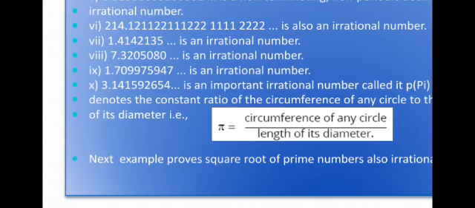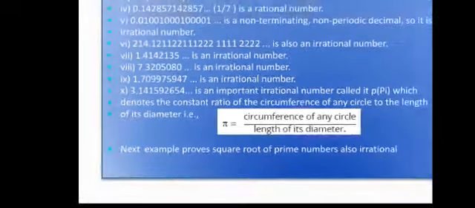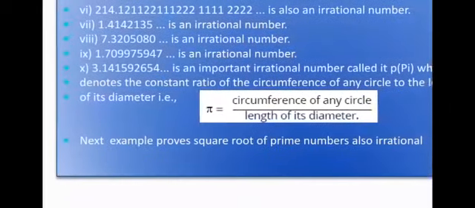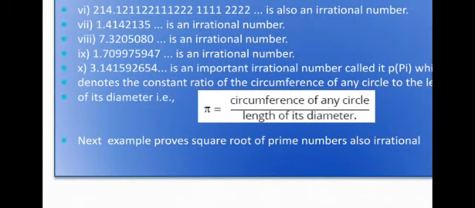Pi is approximately equal to 22 over 7, but not equal to 22 over 7, because after some digits their values change. Next, a very important example: the square root of a prime number is also an irrational number.